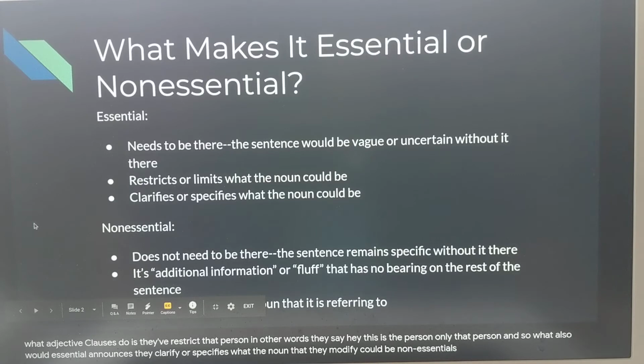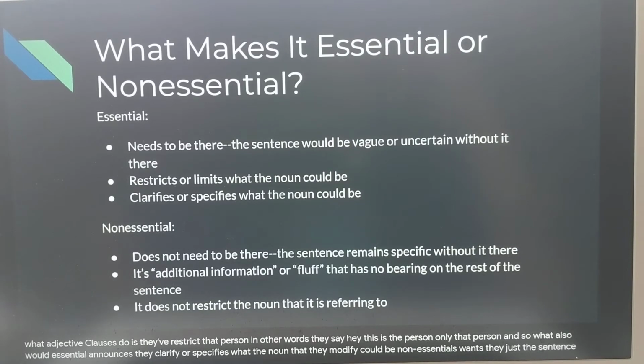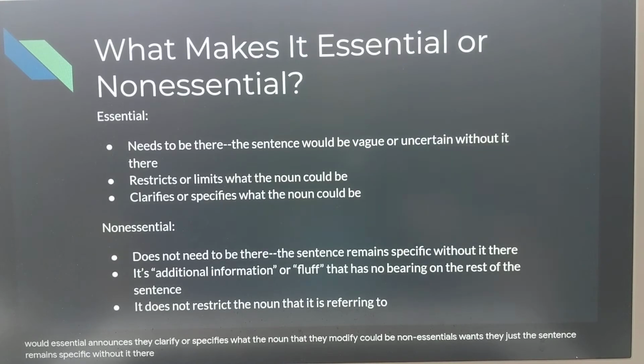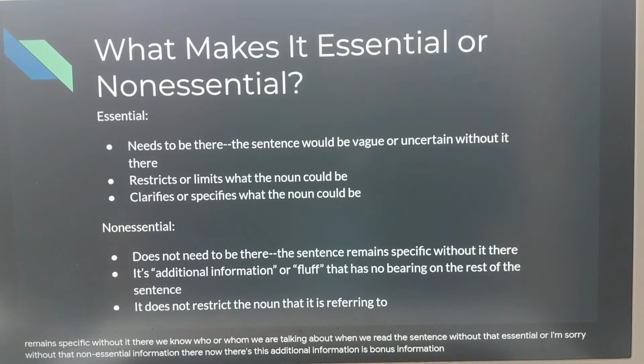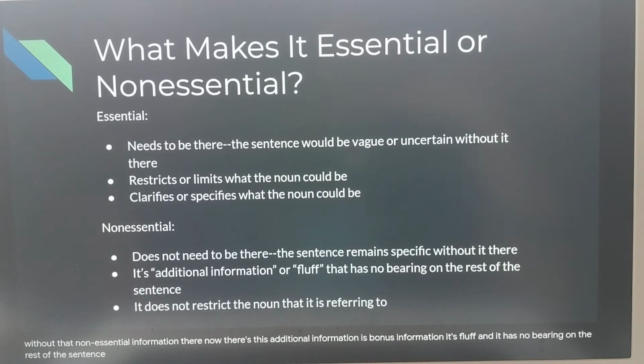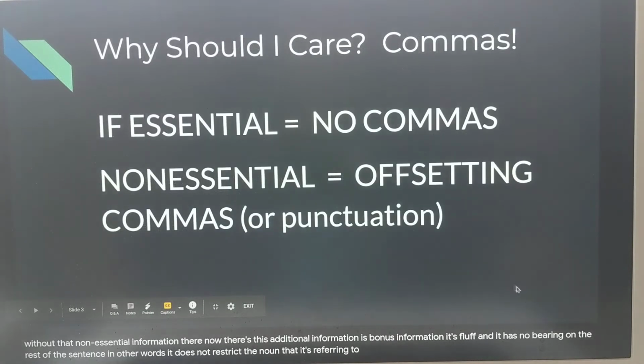Non-essential ones, they just don't need to be there. The sentence remains specific without it there. We know who or whom we are talking about when we read the sentence without that non-essential information there. Now there's this additional information, it's bonus information, it's fluff, and it has no bearing on the rest of the sentence. In other words, it does not restrict the noun that it's referring to.